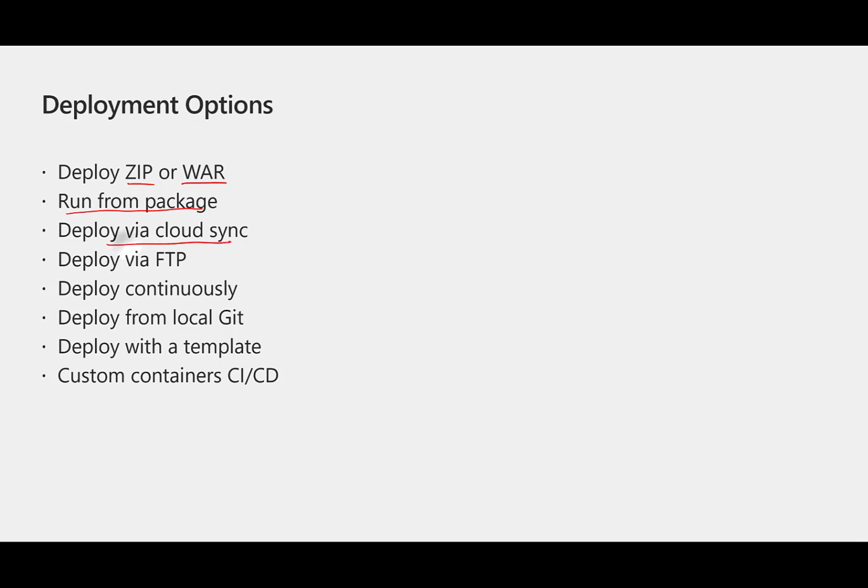You can deploy via Cloud Sync. You can also make use of FTP for your deployment. You can deploy continuously using different tools. You can deploy from your local Git as well, and you can deploy using a template, which is an ARM template, a JSON-based template. And you can have custom container deployments using CI/CD as well. So we are going to look at all these different options.